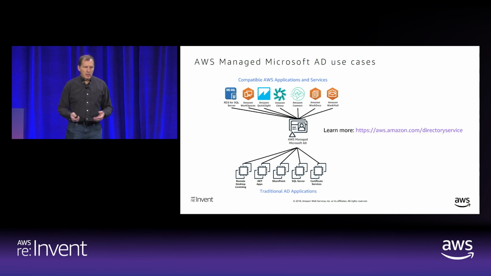And then we have some other applications as well, and you can find out a little bit more about those if you go to the aws.amazon.com/directoryservice website. You'll be able to find out a little bit more information.